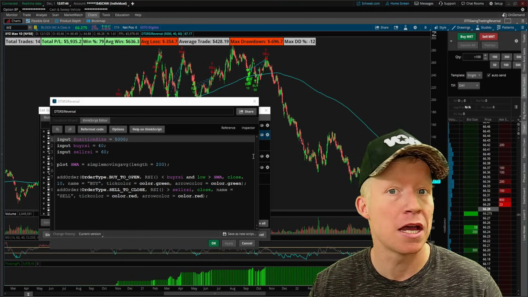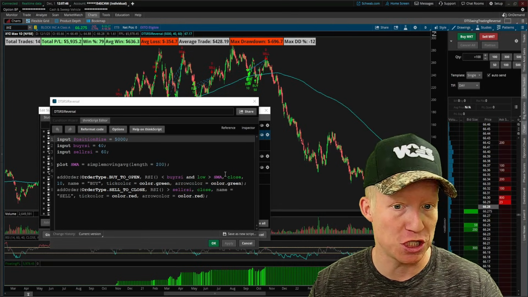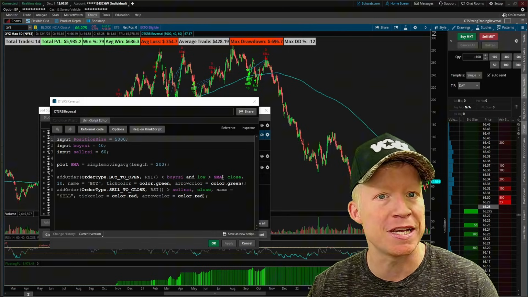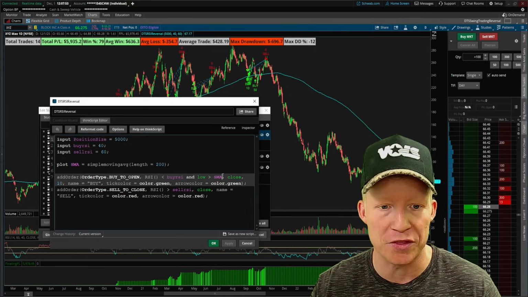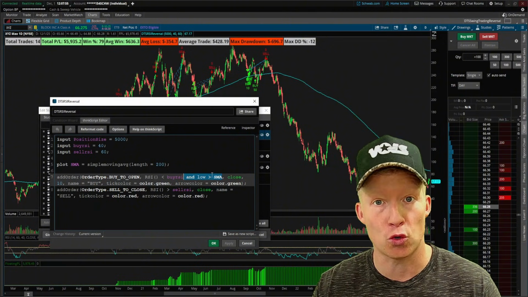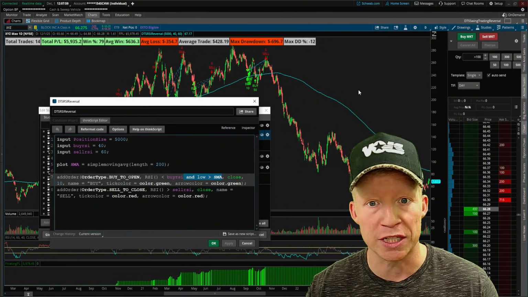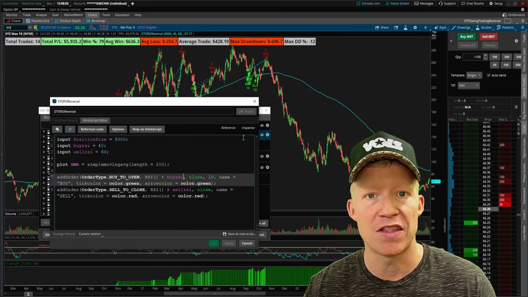For giggles, let's go into the strategy code and let's remove the requirement that the stock must also be trading above the 200 length simple moving average. This is the source code for my reversal trading strategy. If you don't know what this means, don't worry about it too much. Just know that this part here, low greater than SMA, is the requirement that the strategy will only enter, obviously, if we are trading above that cyan line.